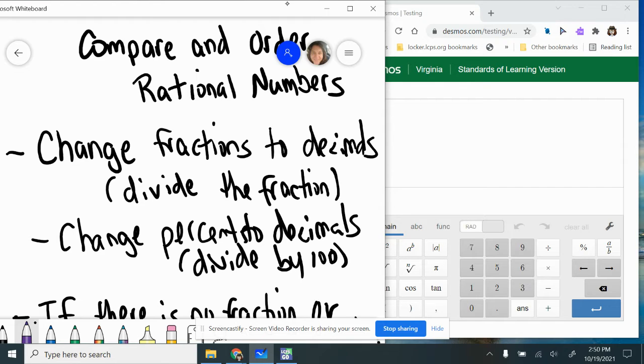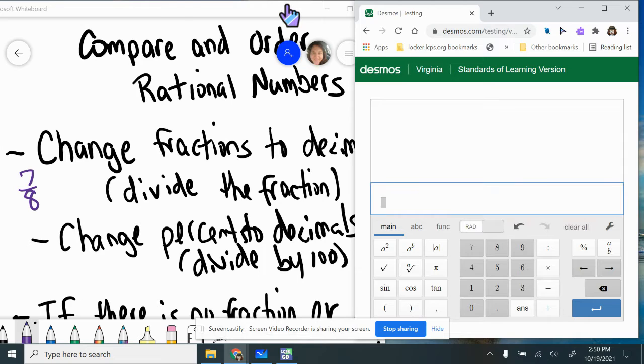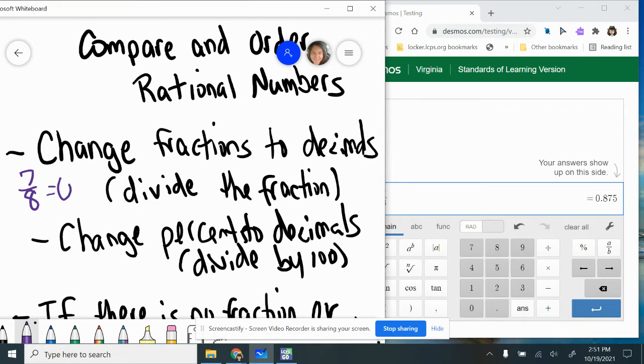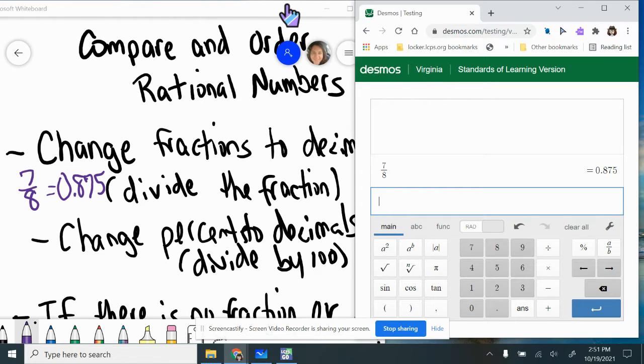So example, if I have 7 over 8, I can go to Desmos and I can just use the fraction key and I can put the fraction in 7 over 8. And that gives me 0.875. And you can also do 7 divided by 8. It's the same thing. Okay.